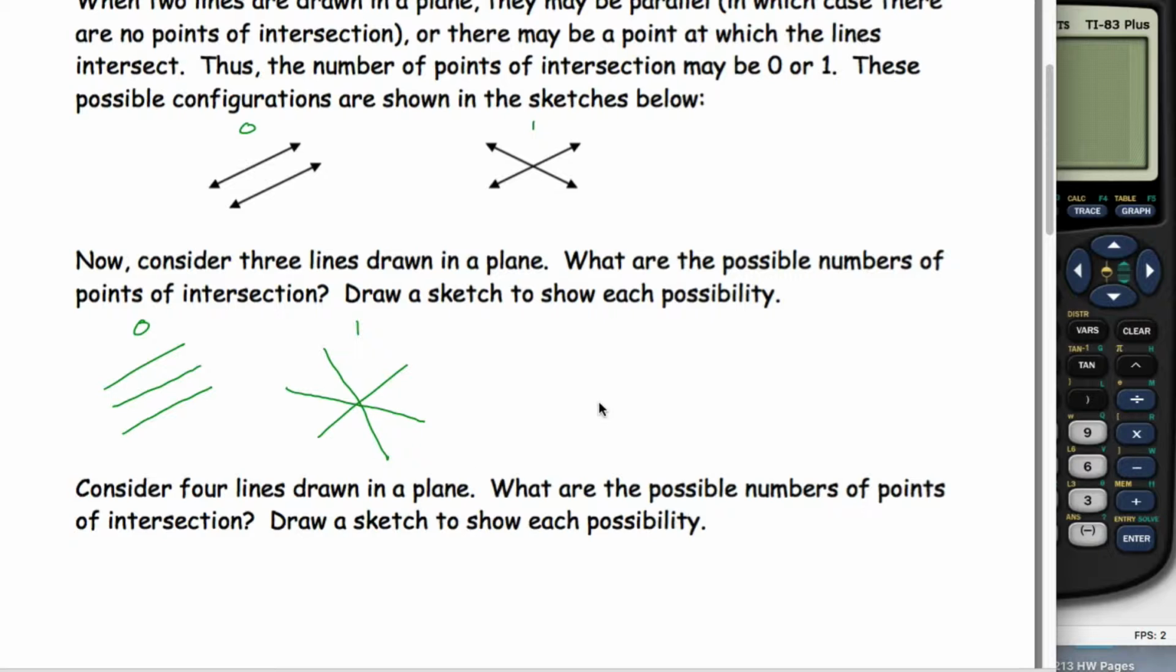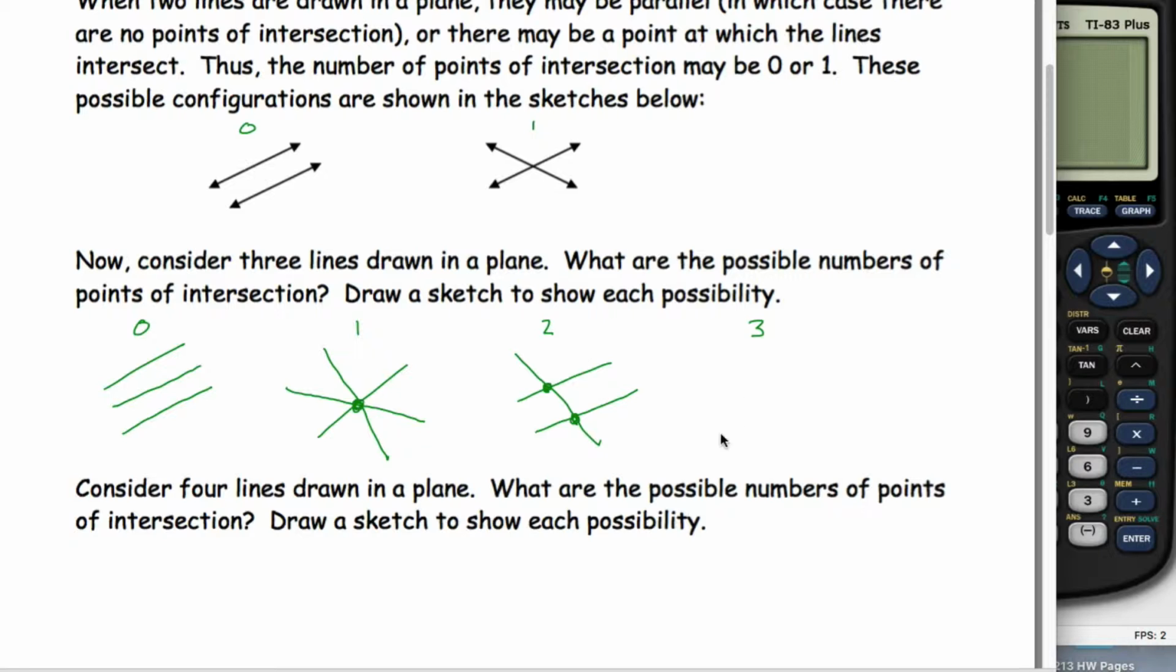What about 2? Would it be possible to have exactly 2 points of intersection? Well, yeah, and there's a couple of ways you can get there. I think the easiest way is to think about this case that used to have 0 points of intersection and draw a line that intersects both of them. So start out with 2 parallel lines and then draw a line that intersects both of them. So you get 1 point here and another point here. You also could have gotten there by starting with this picture where you have exactly 1 point of intersection and then introducing a parallel line to one of these 2 lines. That's 2.